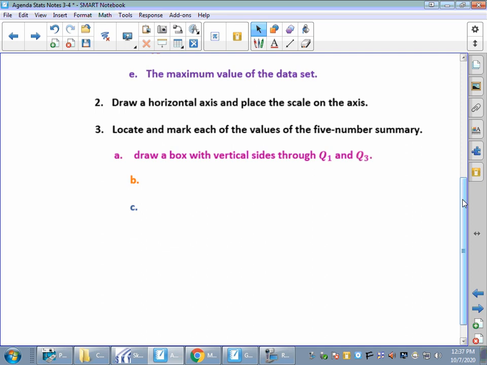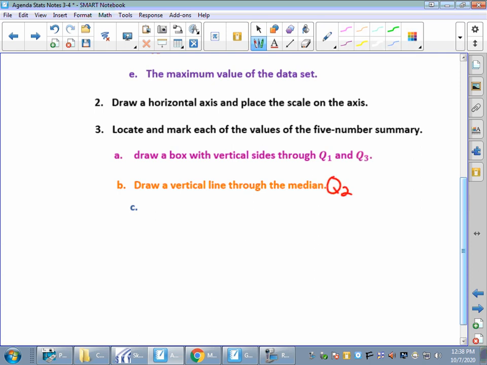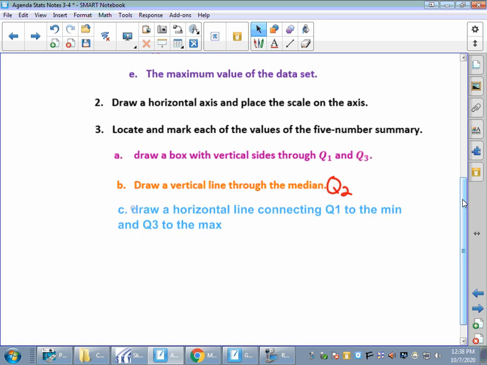Once you've got all those marks, you're going to draw vertical lines through Q1 and Q3 and make it into a box. You are going to draw a vertical line through the median, Q2, so you're going to have a little line through your box. And then you're going to draw horizontal lines connecting Q1 to the min and Q3 to the max. They call these box plots. When I learned them way back in the day, we called them box and whisker plots. The horizontal lines that are connecting to the min and the max are the whiskers. So it's a box and whisker plot.